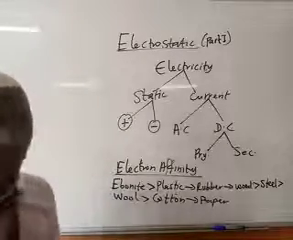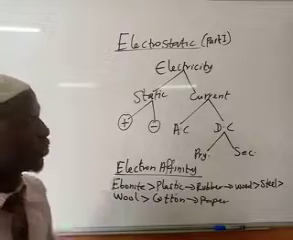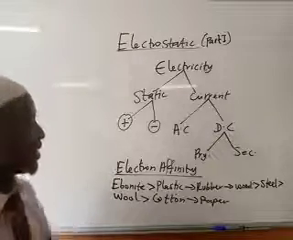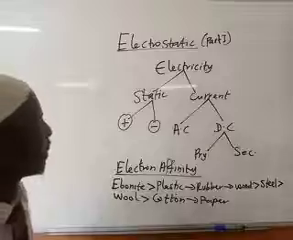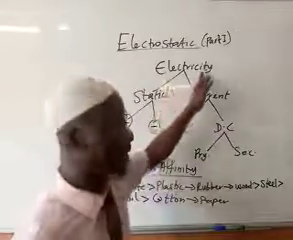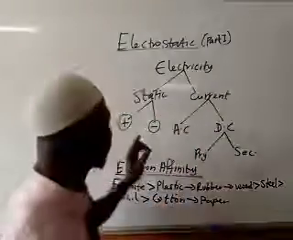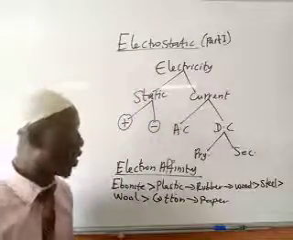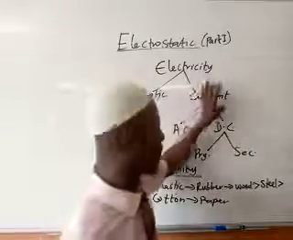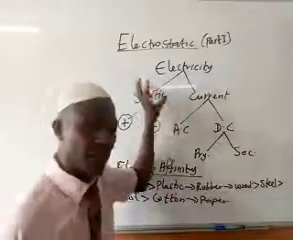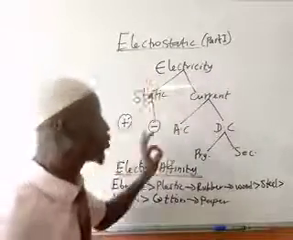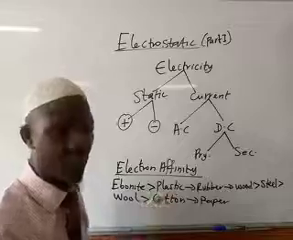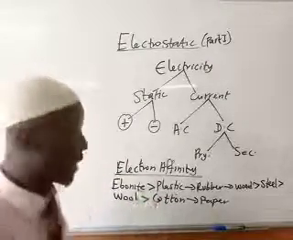Now, before we go on to the topic, let's first look at electricity and its types. When we say electricity, we can generate it either through static, which is what we are dealing with today, or through current. Static means it doesn't move through a conductor. It will not move from one point to another. After some time, it will disappear.